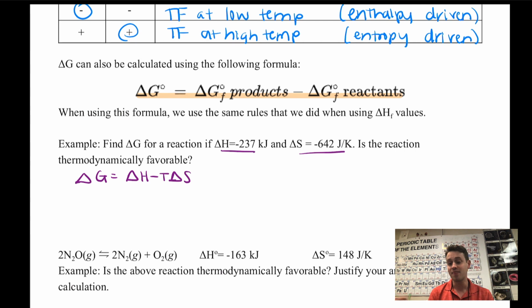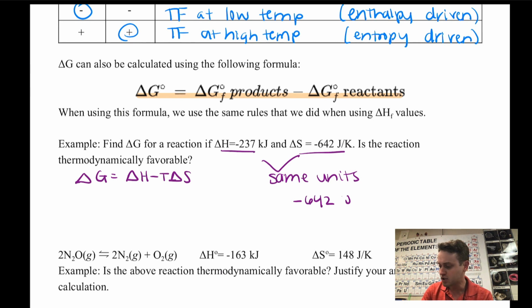Now remember that I have to make sure that these have the same units, and they don't. I don't care if you make your delta H into joules or you make your delta S into kilojoules. Just make sure that their units end up matching. So I'm going to convert my delta S to kilojoules. That's typically the way that you're going to see it happen more often.